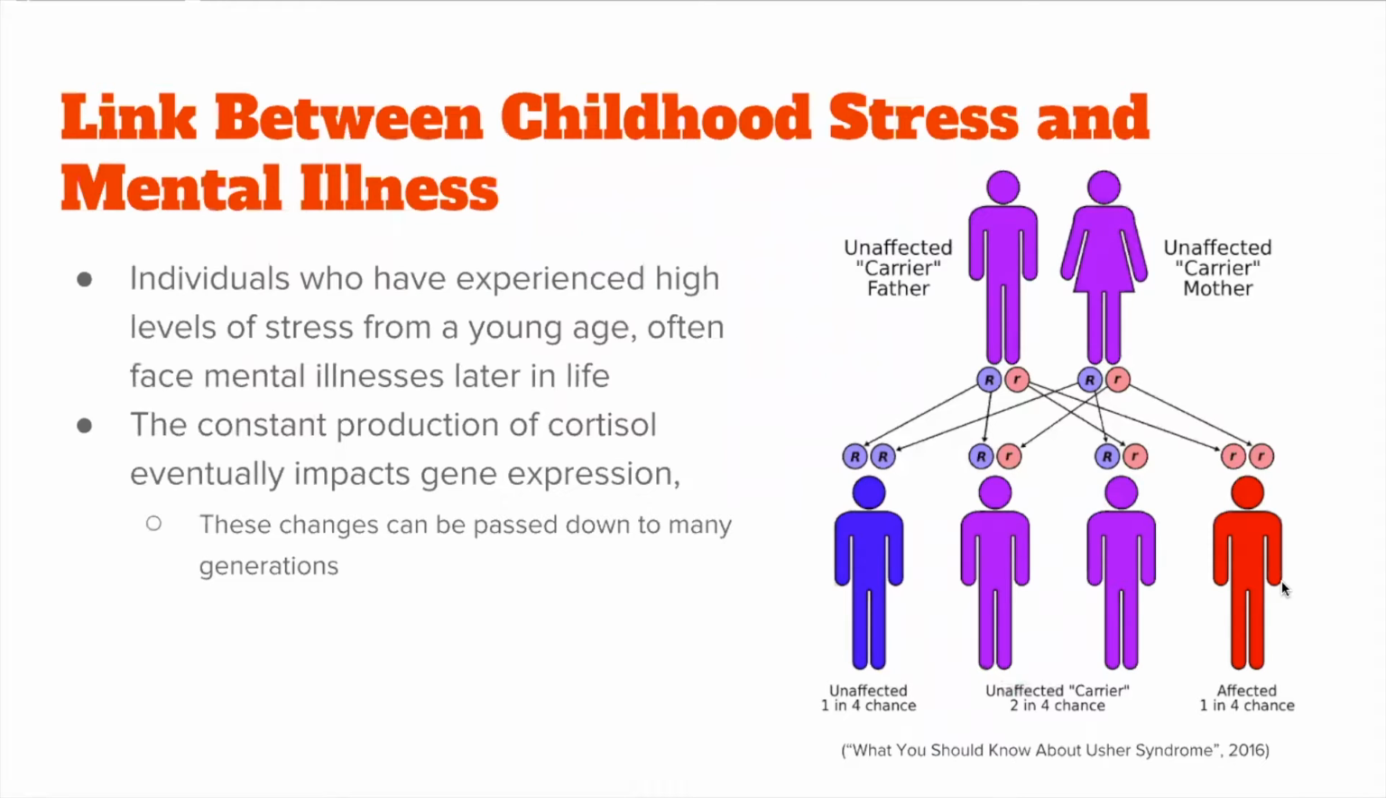So as the video showed, and as we'll look into on the next few slides through studies, it's common for individuals who have experienced high levels of stress from a young age to face mental illnesses later in life. This is because the constant production of cortisol eventually impacts gene expression, which can affect the body's ability to respond to stress and change the way an individual concentrates, makes decisions, and interacts with others. Because this impacts gene expression, these changes can be permanent, and they also can be passed down to many generations.